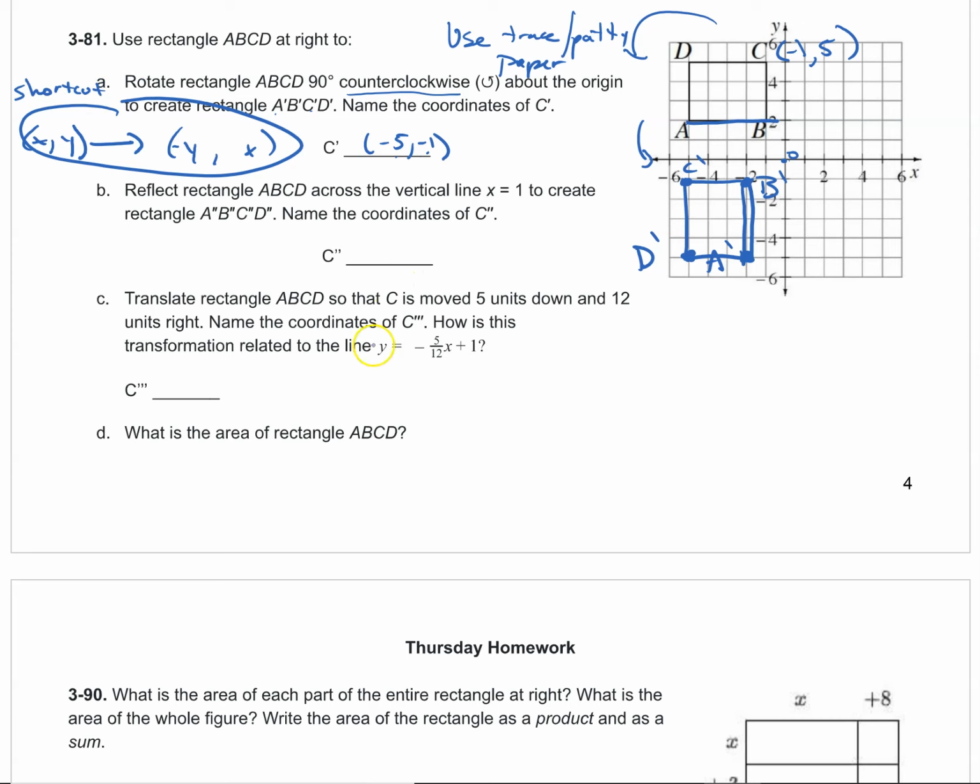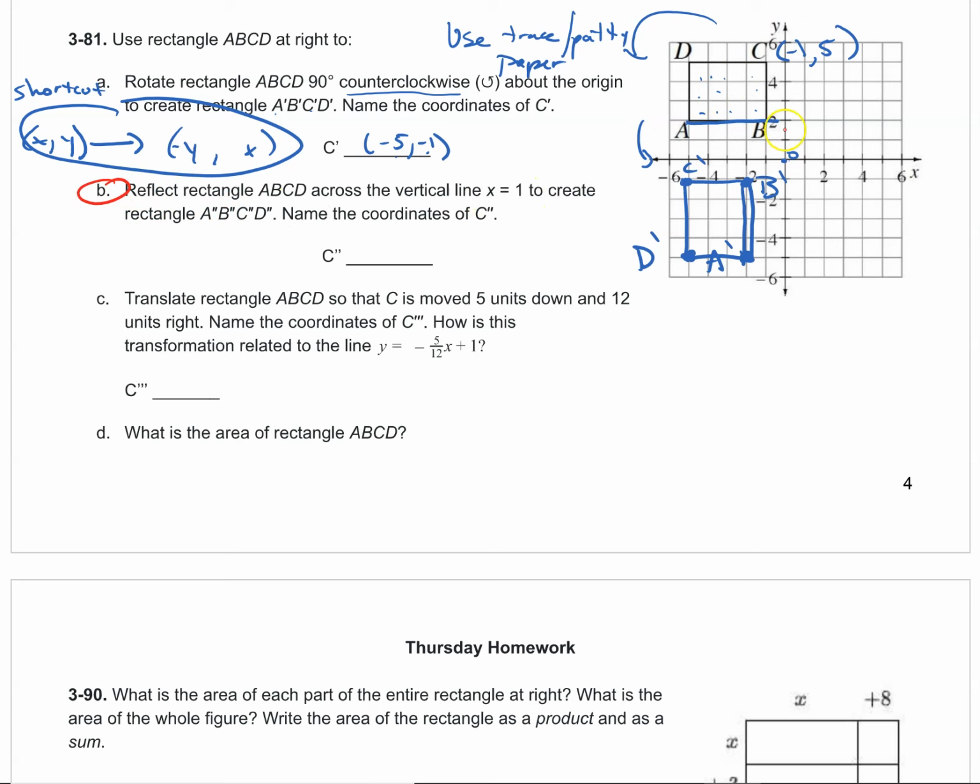One more, and then you can do C and D, so that area of a rectangle. Just count the number of squares. How many squares are in the rectangle? That's the area. B, reflect the rectangle ABCD across the vertical line x equals 1.